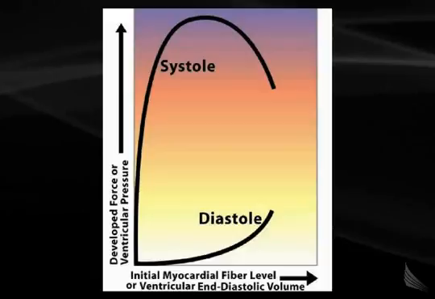As you fill up a balloon with air, the amount of pressure in the balloon will go up. The same thing with the heart. As the heart fills with blood, the amount of pressure in the heart will go up as well. It is impossible to go above or below these two curves in the heart. It's impossible to generate more force than the systolic curve, and it's impossible to generate less pressure than the diastolic curve. These are your boundaries for your cardiac cycle.